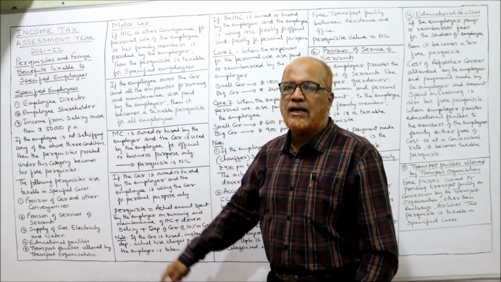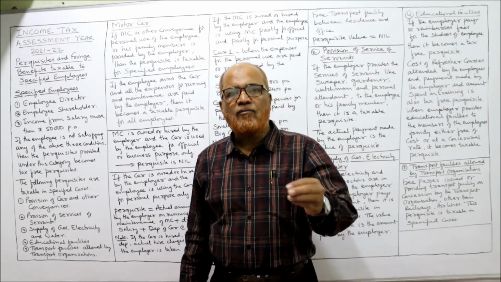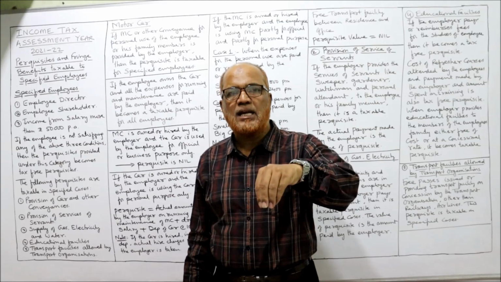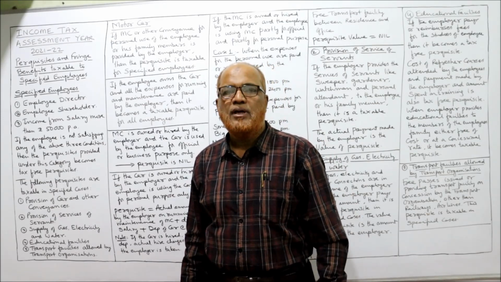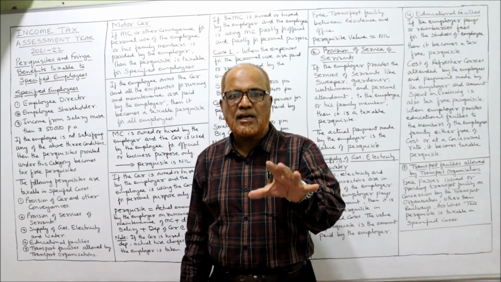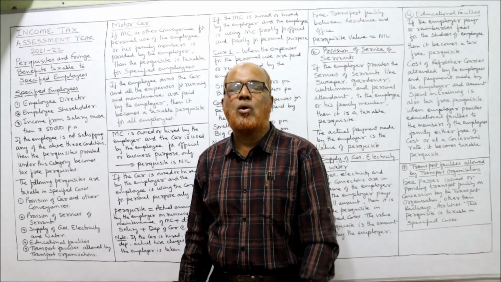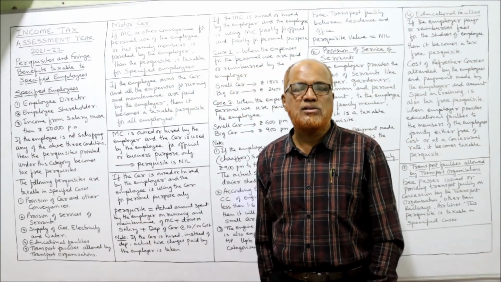First of all, employee director. All the directors are not employees. There are 1 or 2 directors who are director as well as employee. Normally, he will be called managing director. He is a manager as well as director. So if there is a director who is an employee, he is called a specified employee, and for him the following perquisites will be taxable.